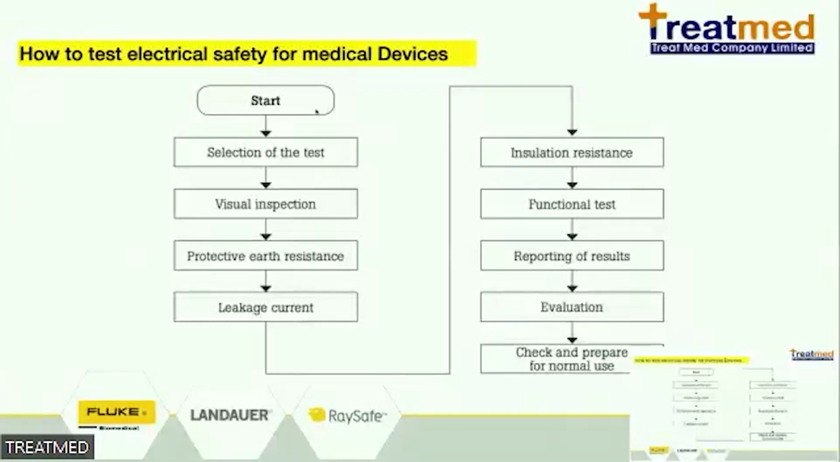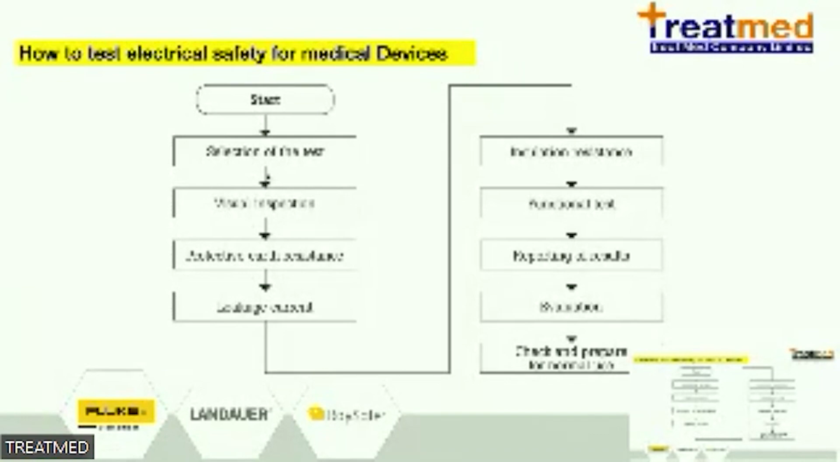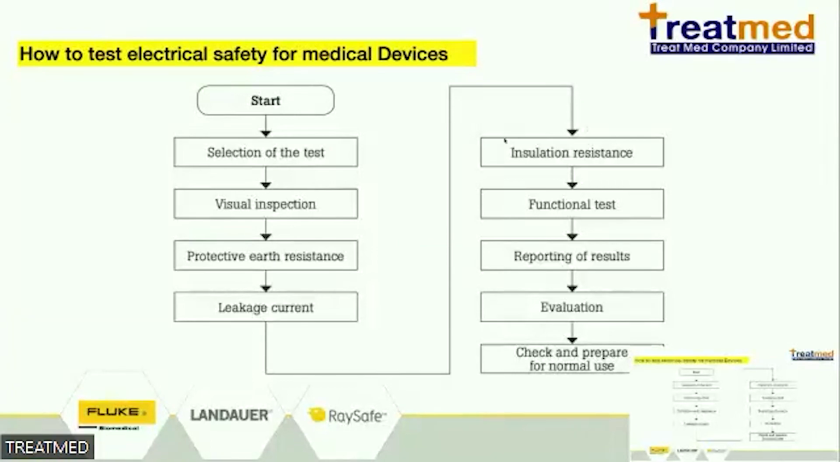This diagram shows you the flow chart of the protocol when we calibrate medical devices in Thailand. The first thing is the selection of the tracer, then the visual inspection, and then the electrical safety. The first topic in electrical safety is the protective earth resistance, then the measurement of leakage current, and then the insulation resistance.